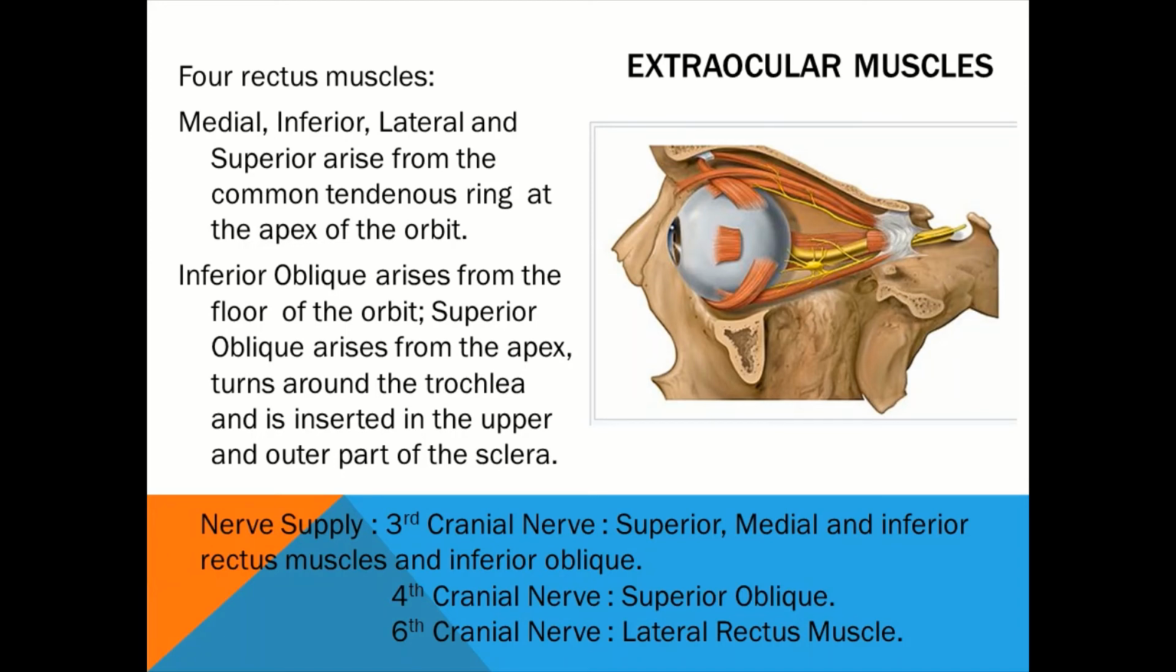Nerve supply. Third cranial nerve supplies superior, medial, and inferior rectus muscle and inferior oblique. Fourth cranial nerve supplies superior oblique. Sixth cranial nerve supplies lateral rectus muscle.